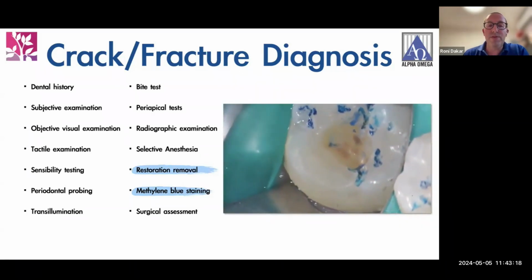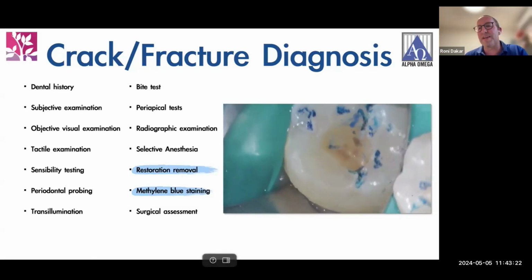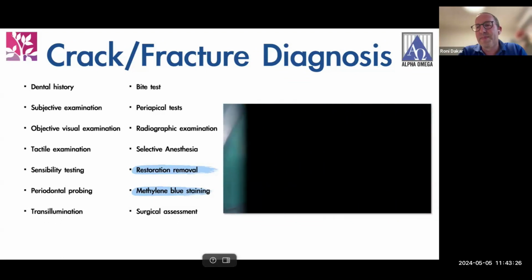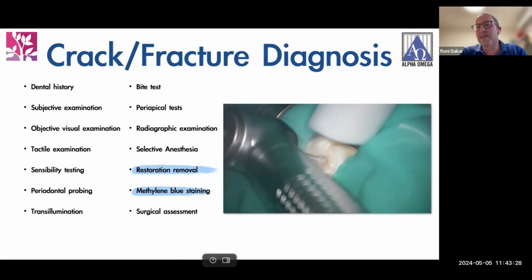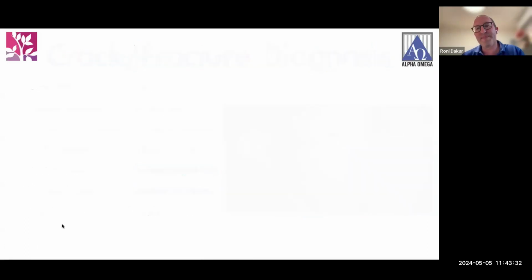Again, probably due to this cursed C factor, which occurs in composite restorations, especially in posterior teeth.